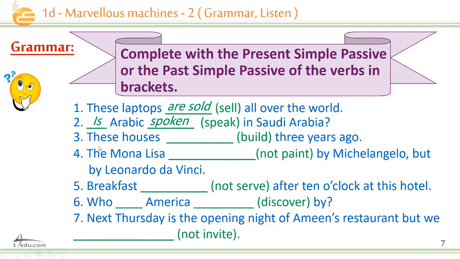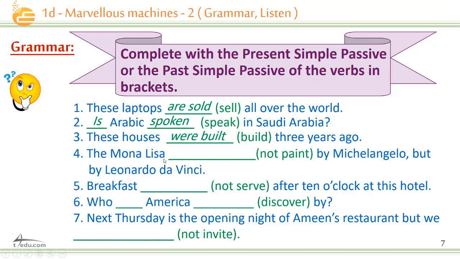So what do we say? These houses were. Very good. We're going to use the past form of the verb to be, were, and the past participle of the verb build is going to be built. Very good. So we say were built. Very good. Now, number 4.